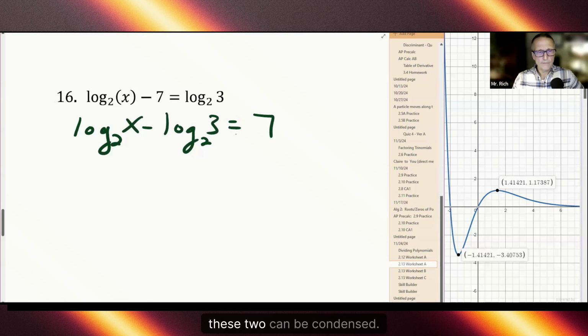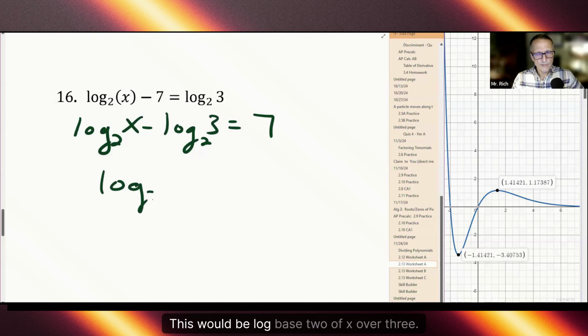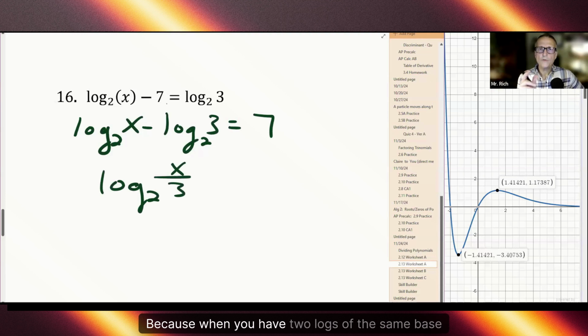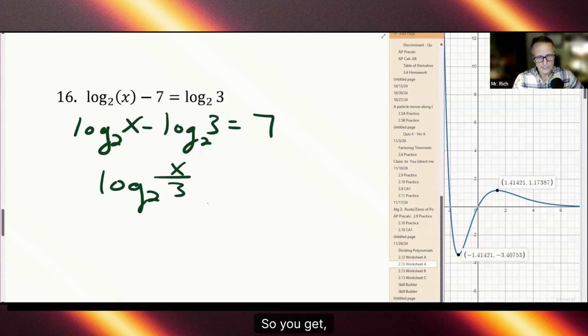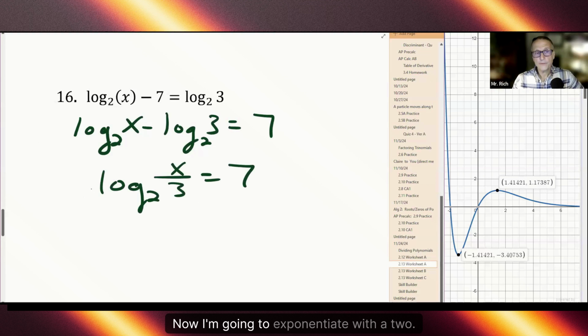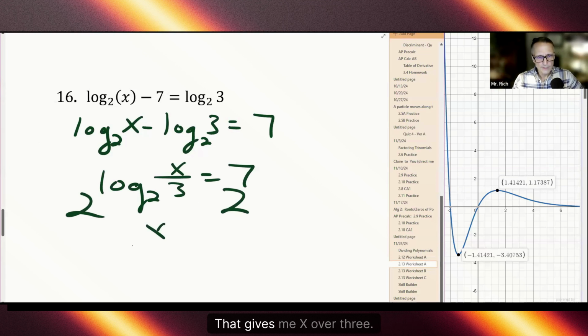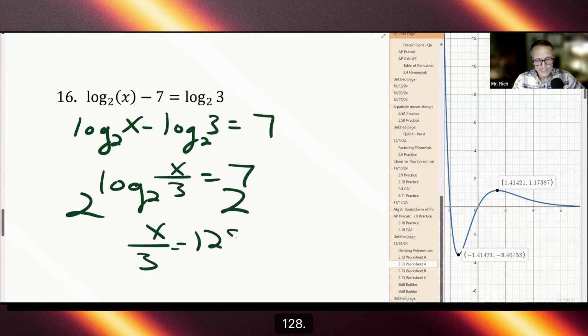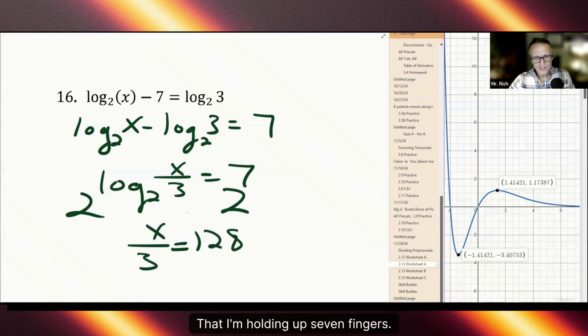Well, these two can be condensed. This would be log base 2 of x over 3, right? Because when you have two logs of the same base and they're separated by subtraction, you condense them into one log through division. So you get that. Now I'm going to exponentiate with a 2. That gives me x over 3. Now, 2 to the 7th is, I believe, 128. 2 times 2 is 4, 8, 16, 32, 64, 128. Okay, I'm holding up 7 fingers. 2 to the 7th is 128.